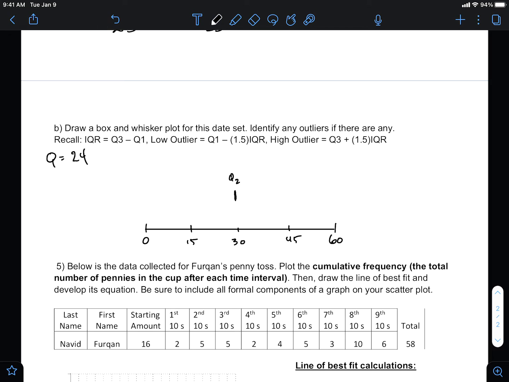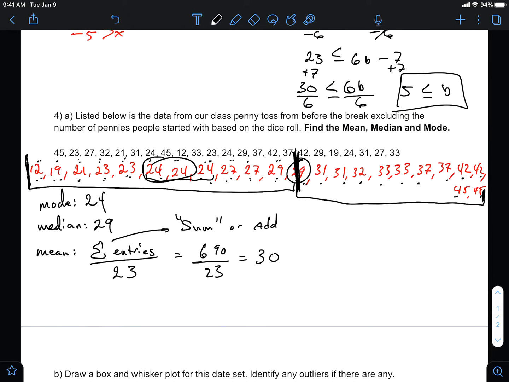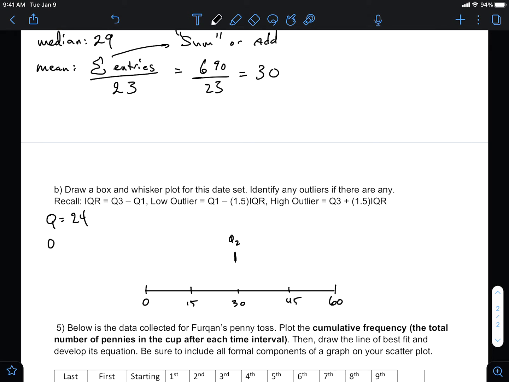Okay, and then Q3, when I count Q3, 1, 2, 3, 4, 5, 6. 1, 2, 3, 4, 5, 6. It's these two here. So now what? You've got to find the middle of those two values. Yes, Opal? You add them and divide them by 2. Okay? And so 33 and 37 divided by 2 should be 35. That is Q3.